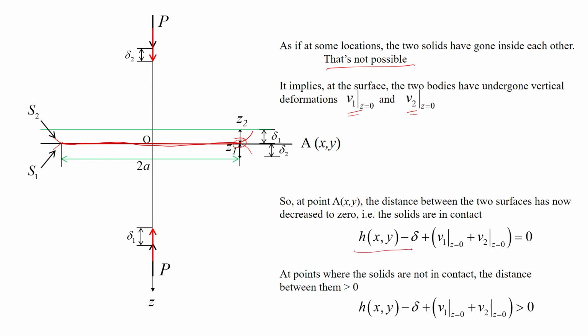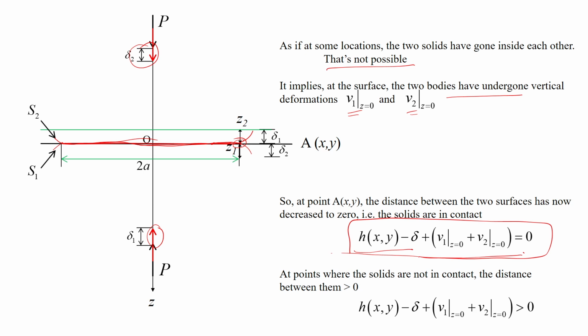Initially the surface was here, then it moved away. Therefore, the gap between them has increased. It was h x y minus delta, and now that vertical deformations have been allowed, the gap has increased, and now it has come down to 0 because this particular point is now at this contact area. For all the points which lie on this contact area, this condition gets satisfied: h x y minus delta, where delta is delta 1 plus delta 2, plus V1 at z equal to 0, that is, if I am talking about this point.